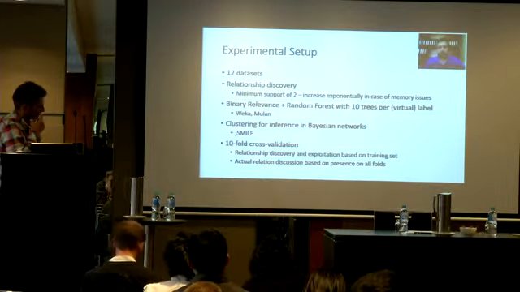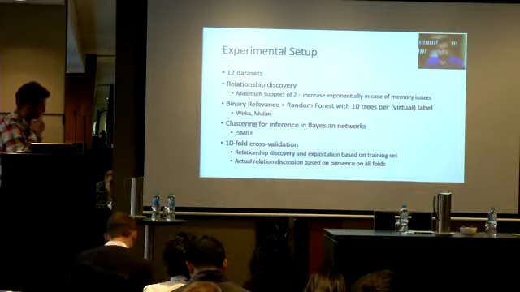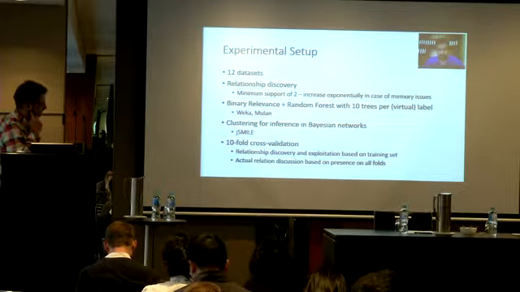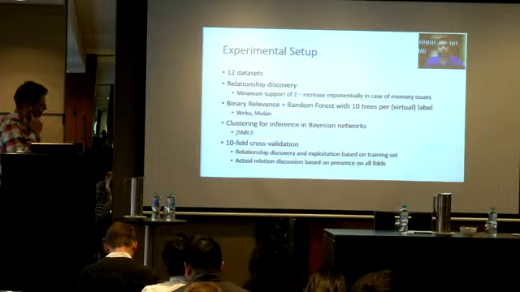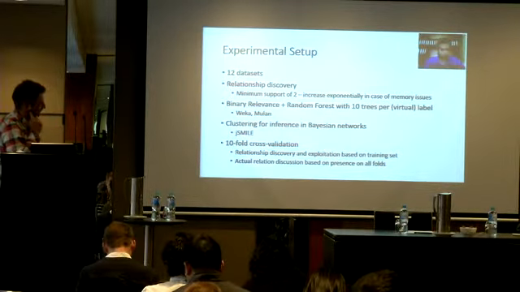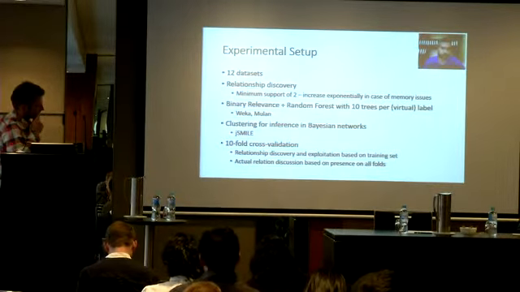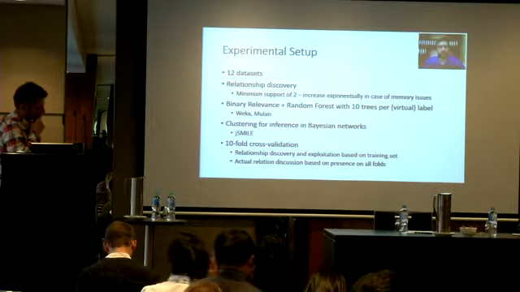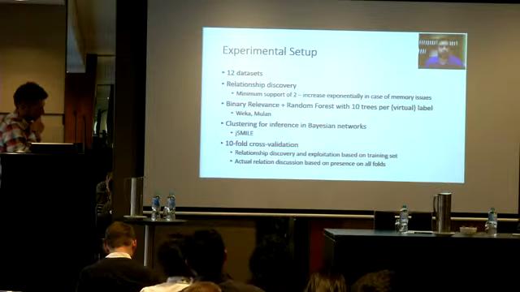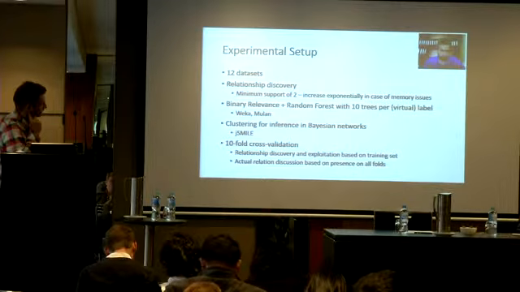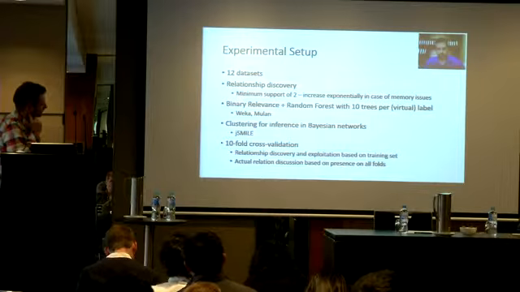We experimented with our approach on 12 datasets. For relationship discovery, we set a minimum support of 2 training examples. In some cases where we ran into memory issues due to large number of mutual exclusion relationships, we increased the support exponentially until the problem was resolved. We employed binary relevance as the base multi-label model with a random forest of 10 trees per label using the Weka and Mulan libraries. We used the clustering algorithm for inference using the JSmile library, and we applied 10-fold cross-validation.